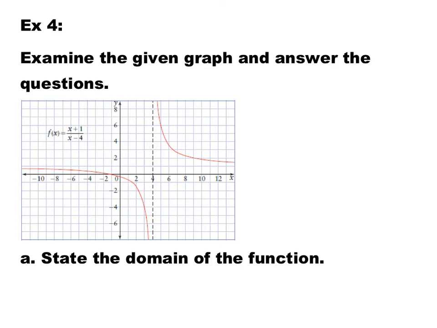The next question is to examine the given graph and answer the following questions. First, what is the domain of the function? We can see that the function is defined for x values except when x is equal to 4, because this is a vertical asymptote. So we say that the domain is equal to x such that x in R and x is not equal to 4.